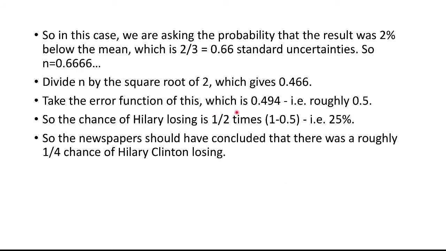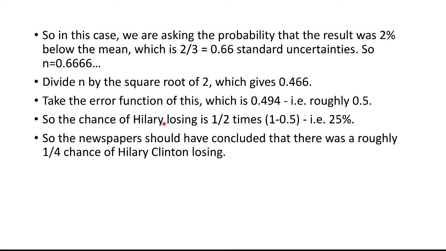So in this particular case, we're asking the probability the result was 2% below the mean. So the expectation was 52%. What's the odds of it being only 50% or less? That's 2/3 of a standard uncertainty, because the uncertainty is 3, the difference is 2, so 2 divided by 3, which is 0.66 standard uncertainties below the expectation. So n equals 0.66666. Divide n by the square root of 2, which gives 0.466. Calculate the error function of that, which actually comes out to about a half.